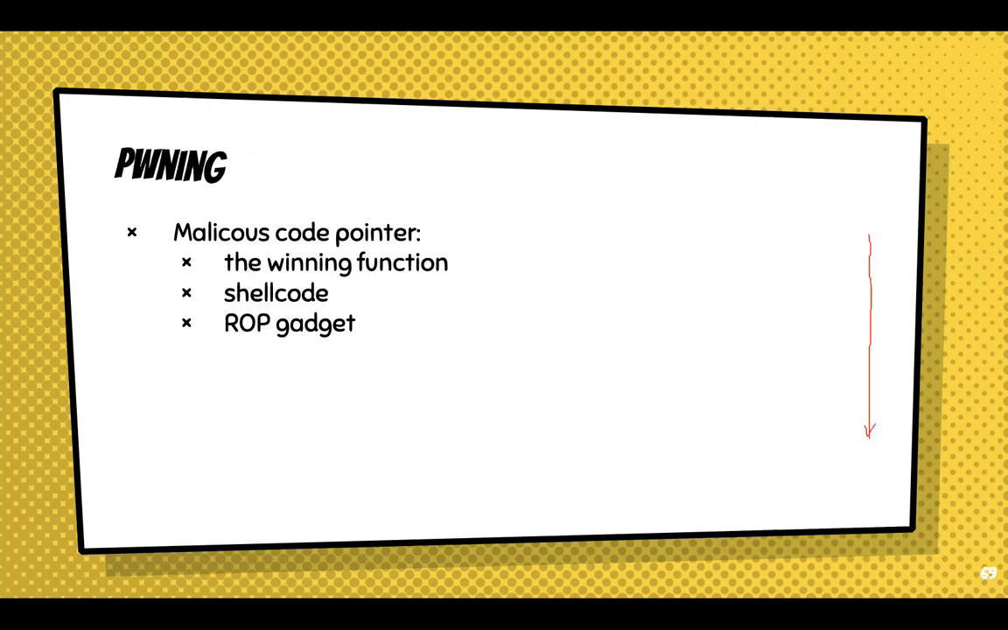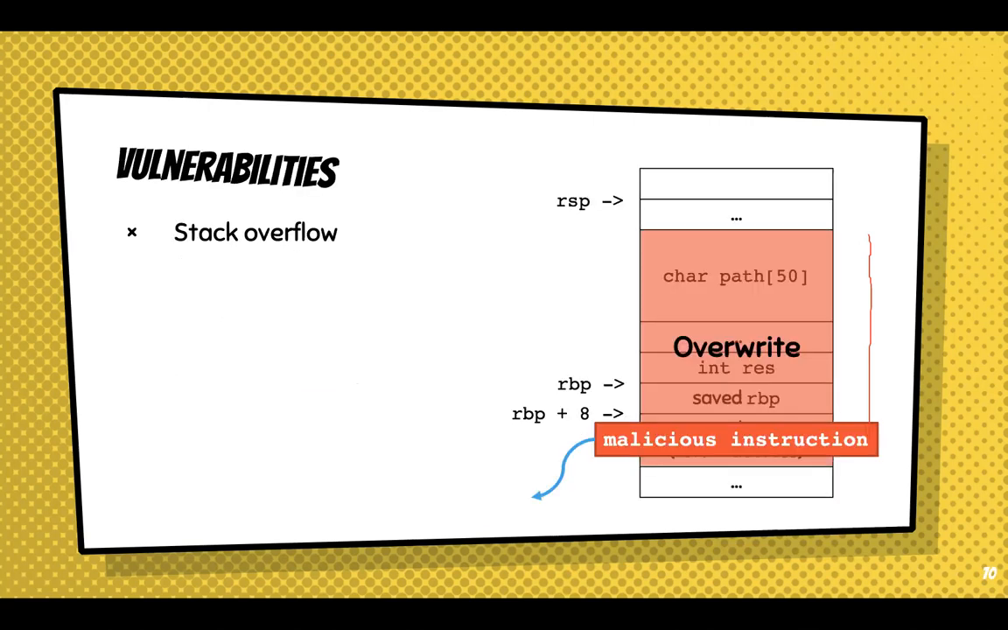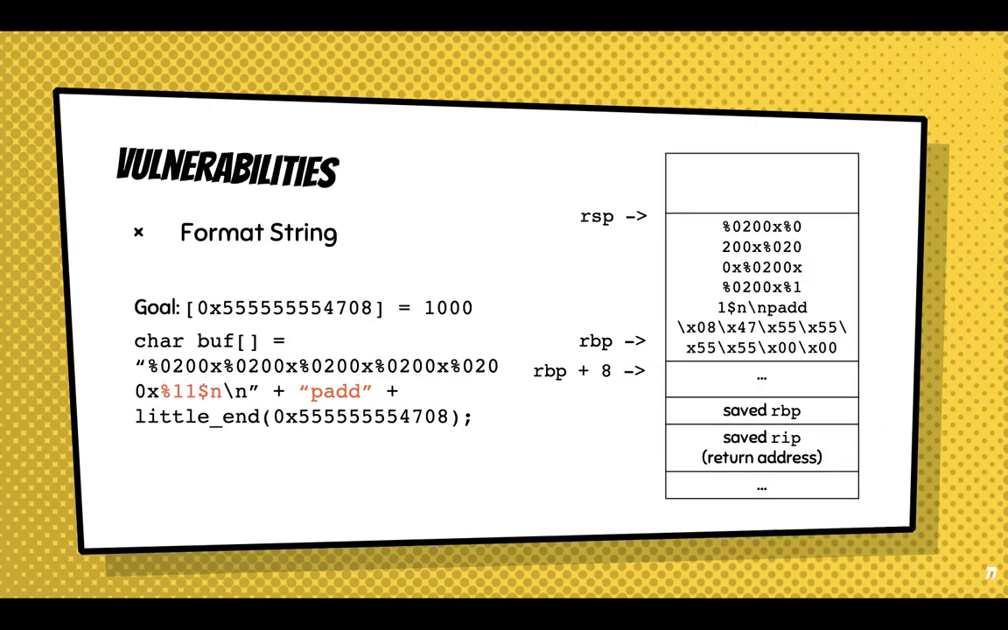And going back here, we know that we can use the winning function. We can have it point to shellcode or a ROP gadget. And then next, we talk about format string vulnerabilities.